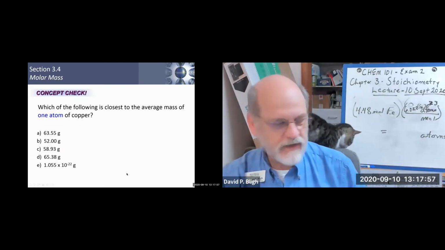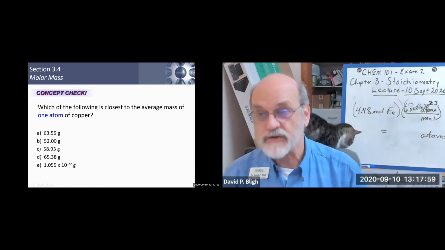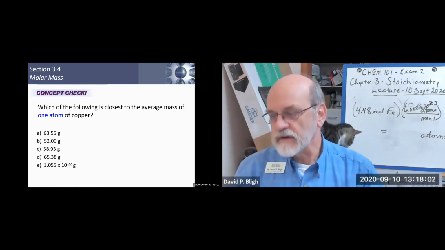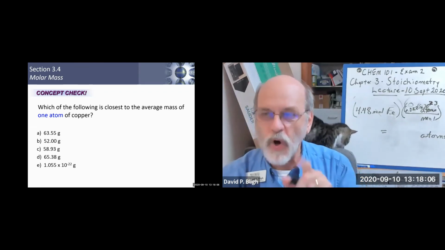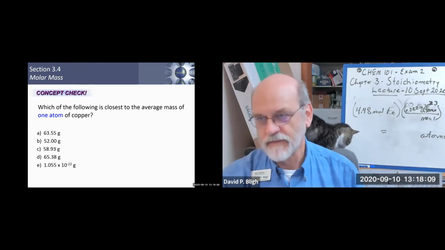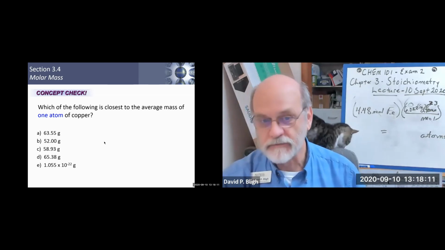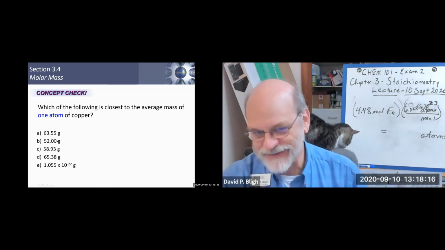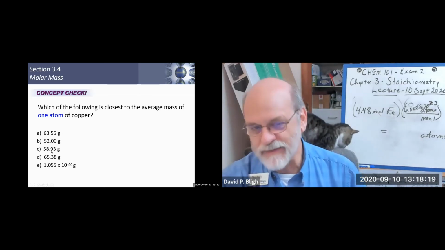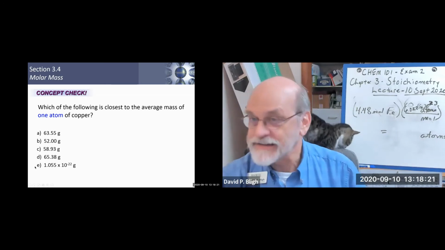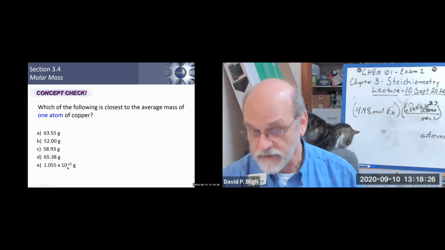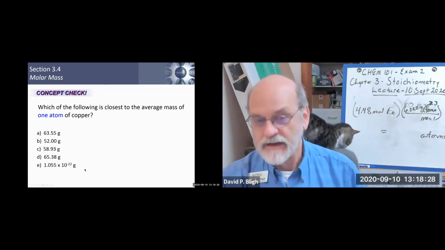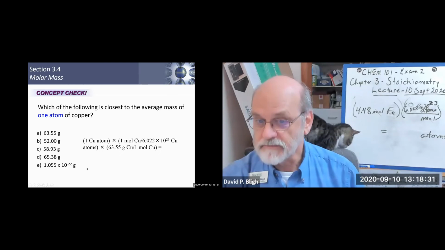So here's an easy question, and test taking technique will answer this question for you, and you don't even need to do the calculation. Which of the following is closest to the average mass of one atom of copper? We know copper atoms are very small. None of them are going to weigh a gram each or a multiple of a gram each. So, you know, test-taking technique tells you that the answer is E. It's the smallest one, the very smallest number. But you can do the calculation.